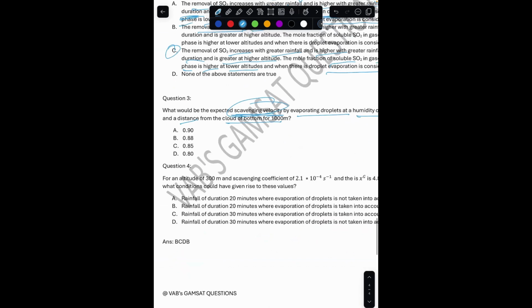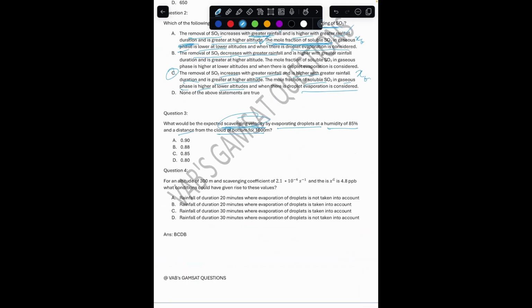So what I'm trying to get at here is to always try and use what the question is asking to help you find what you need to look for in the passage, especially with graph questions. So what would be the expected scavenging velocity? What would be the expected scavenging velocity by evaporating droplets at a humidity of 85%?